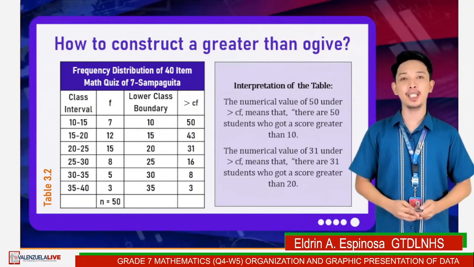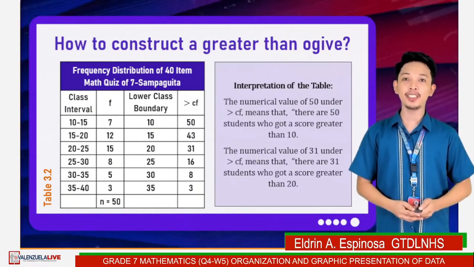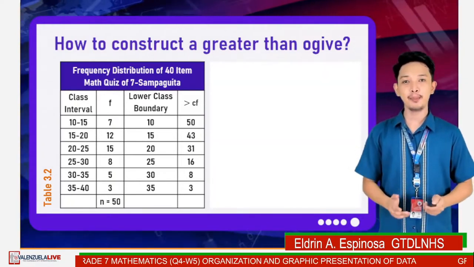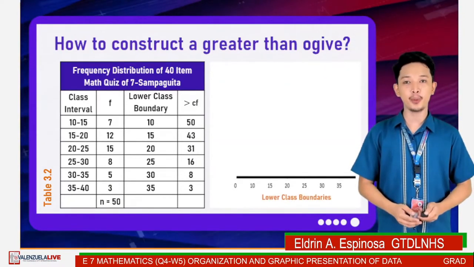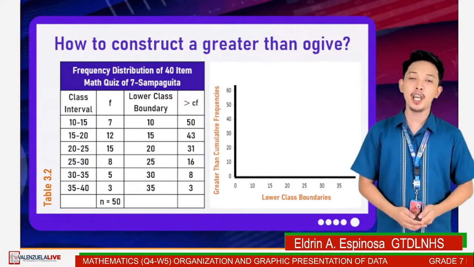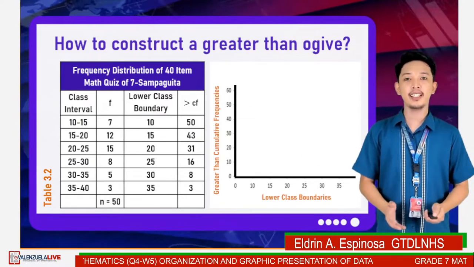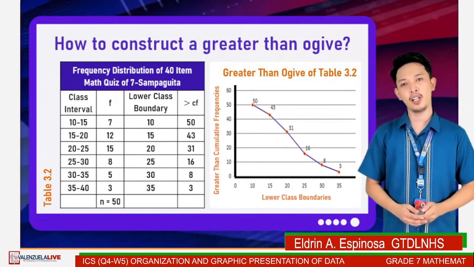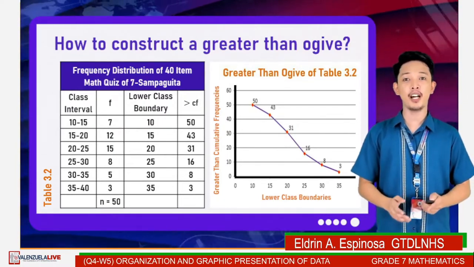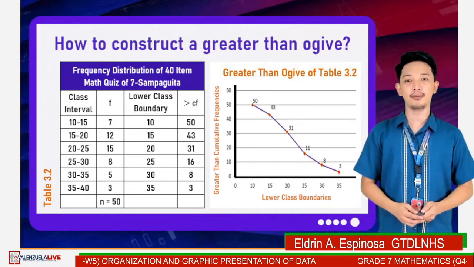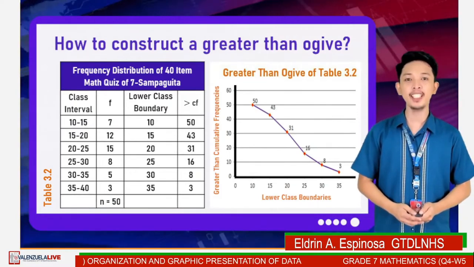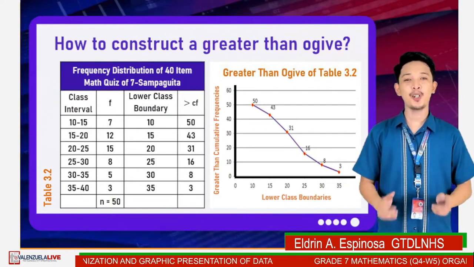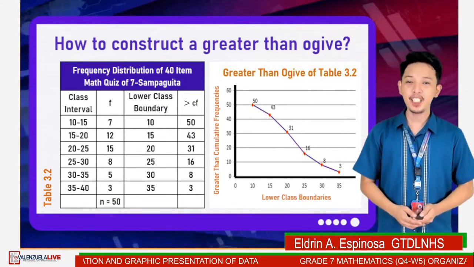After completing the table, we are now ready to construct the graph of greater than ogive. Simply plot the lower class boundaries with its corresponding greater than cumulative frequencies. Then, connect the points. Now, how would you describe the graph of a greater than ogive? Is it increasing or decreasing? Correct! It is a decreasing graph.